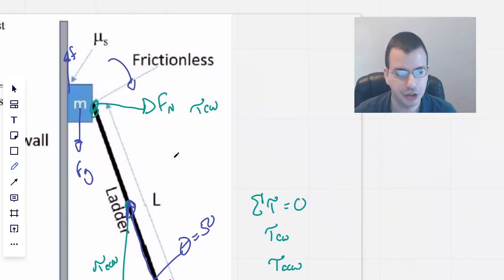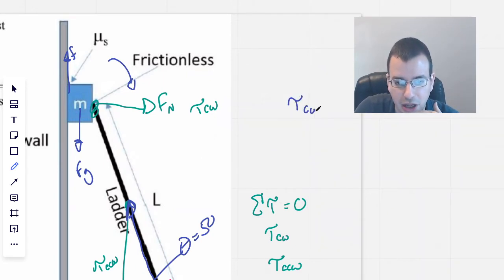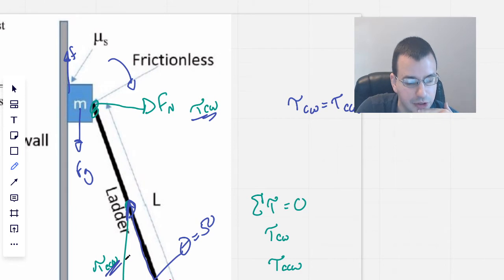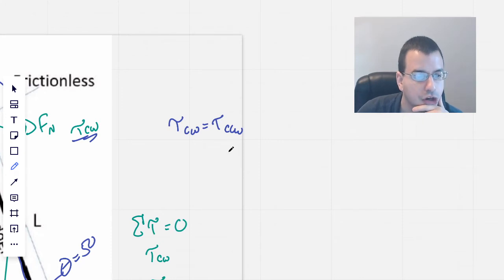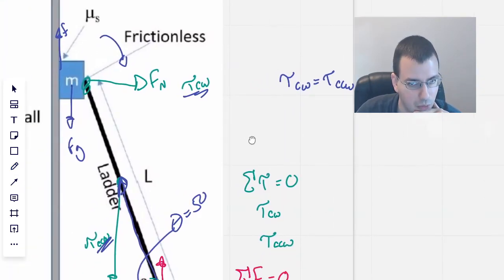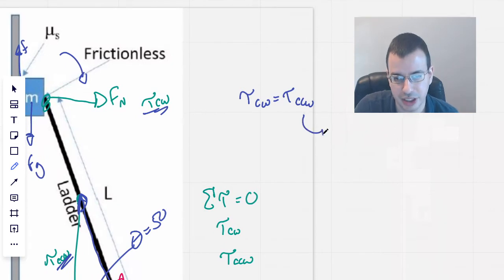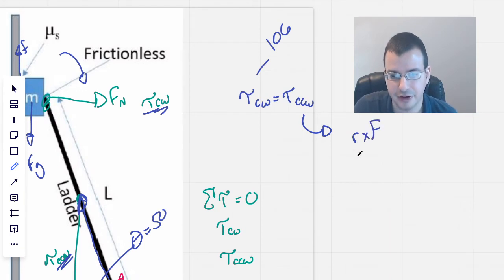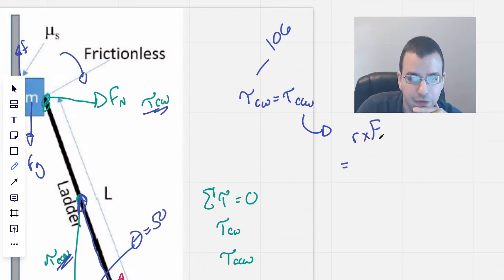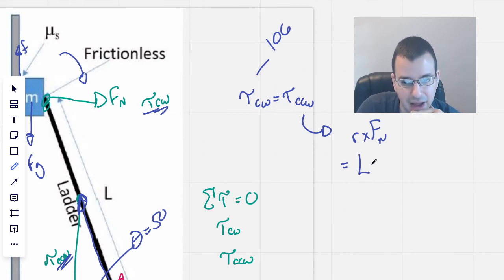I don't know what to do, but I do know that there's a relation between the torques. I'm going to start by saying that torque clockwise equals torque counterclockwise, because we have this torque here and that torque there, and if we set them equal to each other, just kind of run with it, it might tell us something useful. So, the torque counterclockwise is going to be, so I'm going to look at this side. We've already solved this portion over here, it's 106. So this would be R cross F, which the radius, the force normal will be this. So it's force normal. And the radius will be L. So we have L cross force normal.